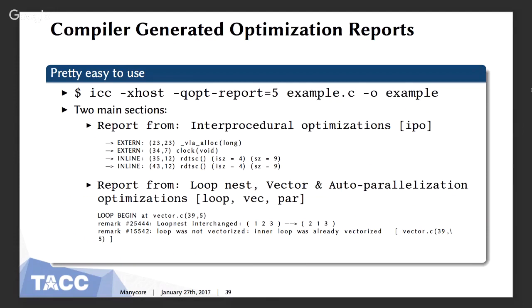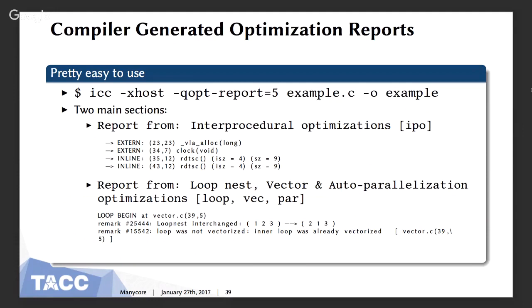Things are going to be broken up into 2 main sections for most code. You're going to get a section about the functions that were inlined, procedural optimizations according to Intel, and functions that are called that are not inlined are going to be marked with an extern label, and calls to functions that are inlined are obviously the inline label. Then you also get a report from the loop nesting, vector and auto parallelization optimization. So these are basically your vectorization reports and any loop modifications that were made.